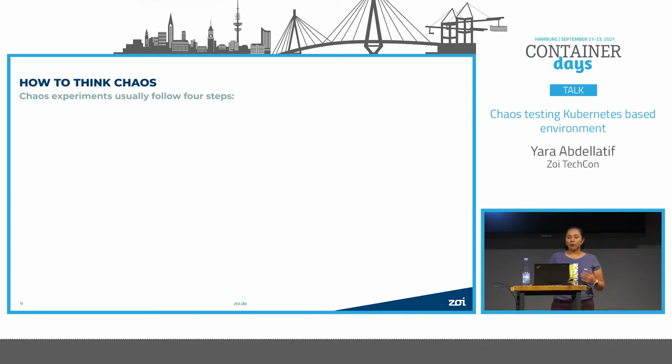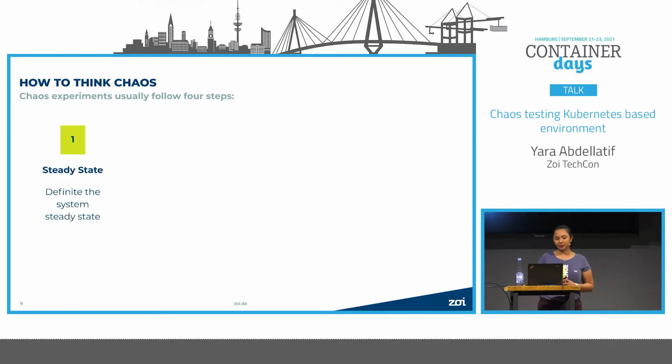Okay, what are the principles of chaos testing? There are 4 main principles or steps as a methodology of building your chaos experiments that you could more or less apply in any case. The first step is you want to know the steady state of your system. You want to have a definition of how your system should behave in a steady state.